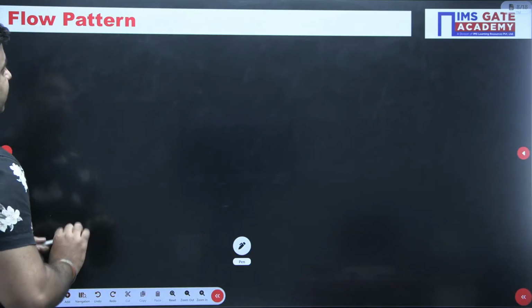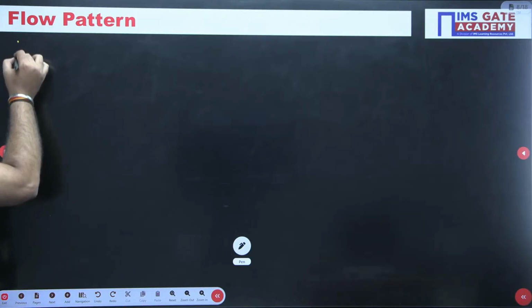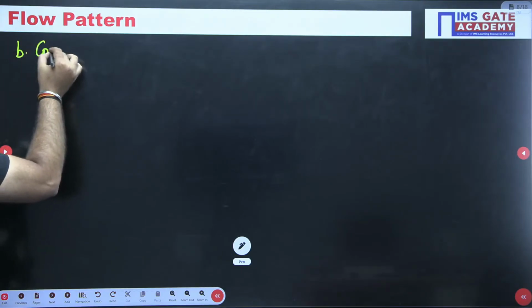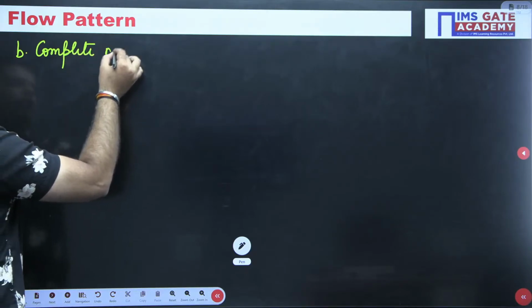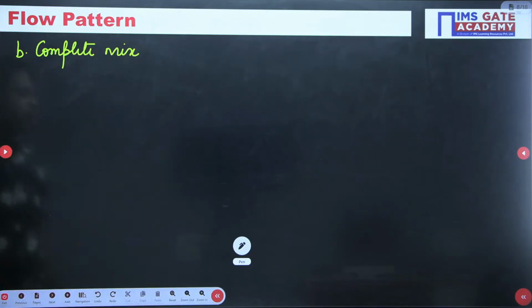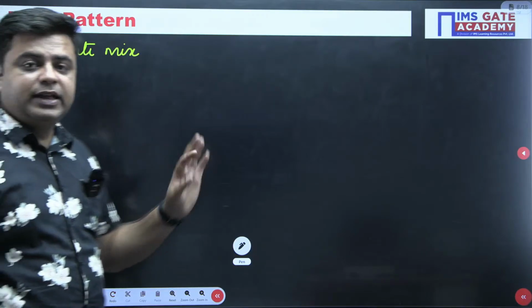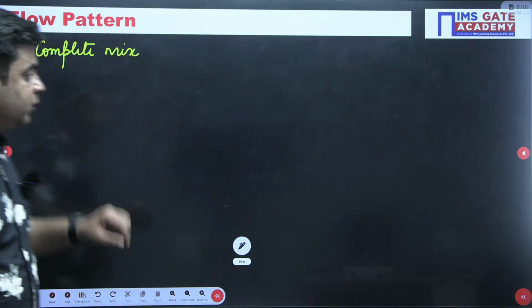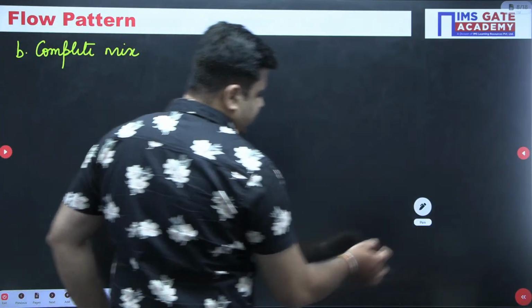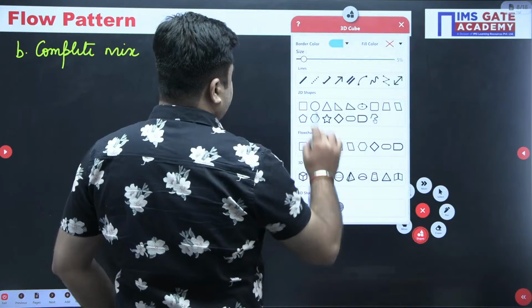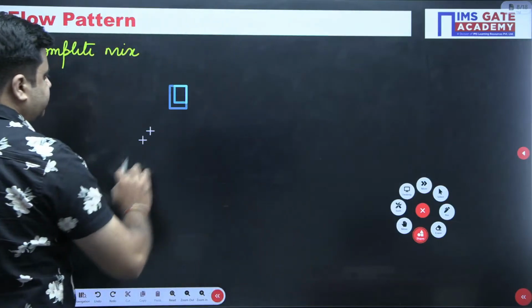The second flow pattern is known as complete mix. This flow pattern will be present inside the aeration tank. So the second flow pattern in the aeration tank can be complete mix. Now see what happens. So you have this aeration tank.